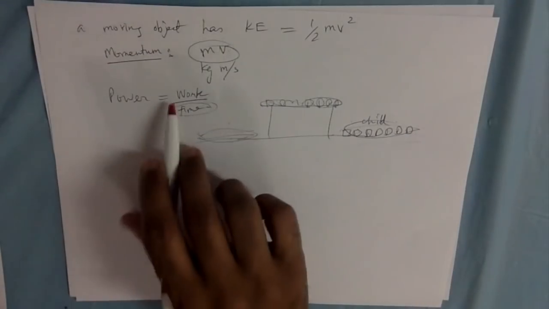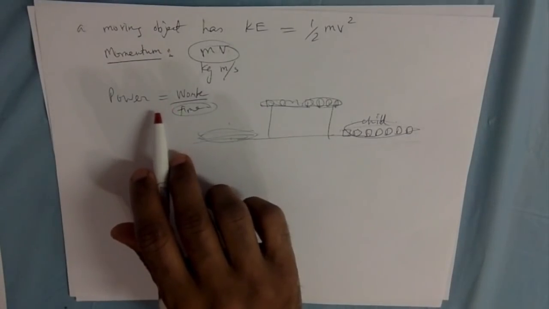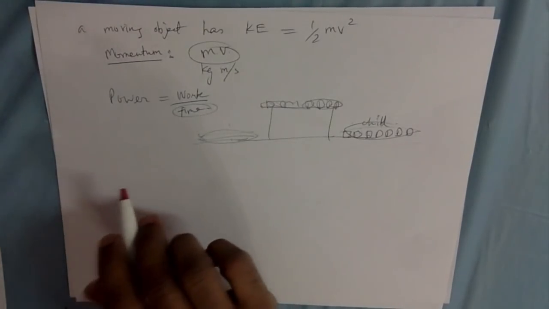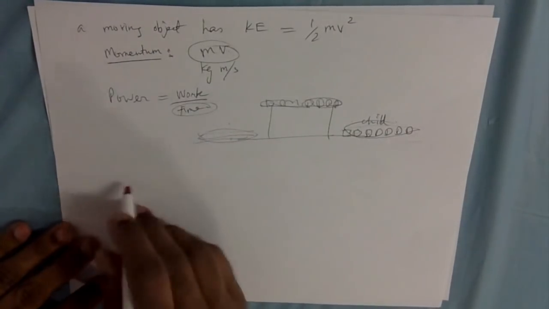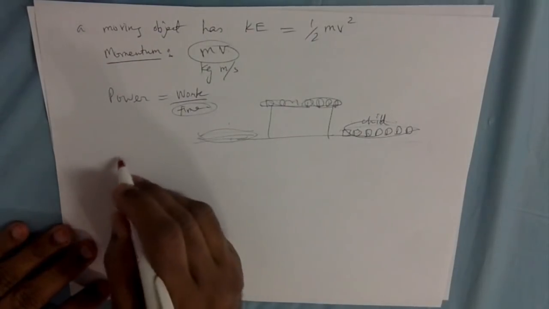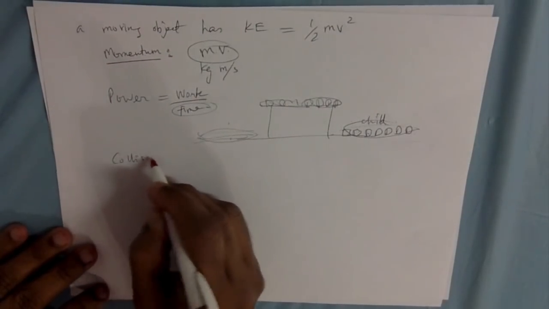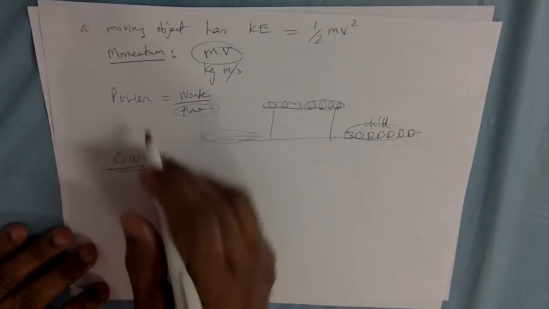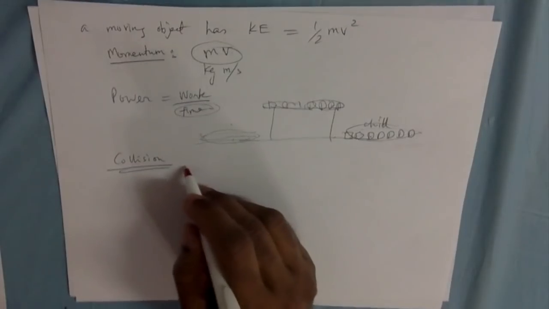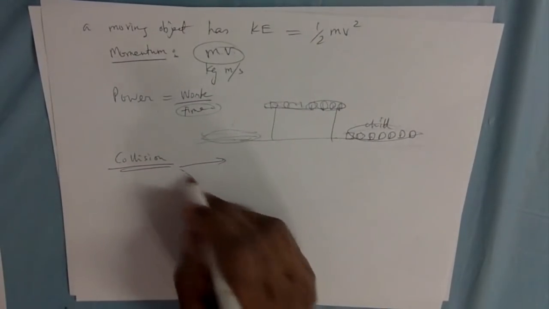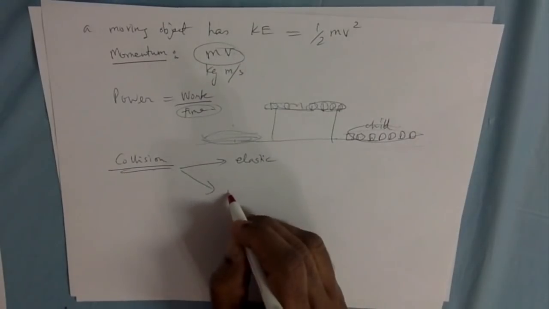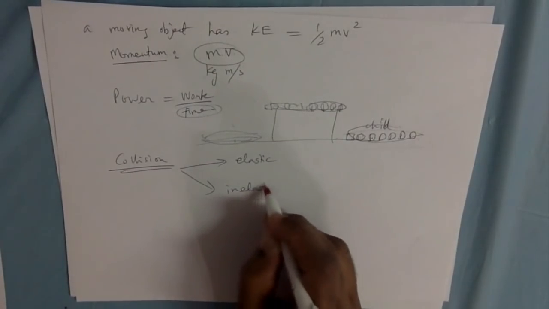Now, when things collide, like cars or anything collide, collision, take notes on this. Collision, there are two kinds of collisions mainly. One is called elastic and the other inelastic.